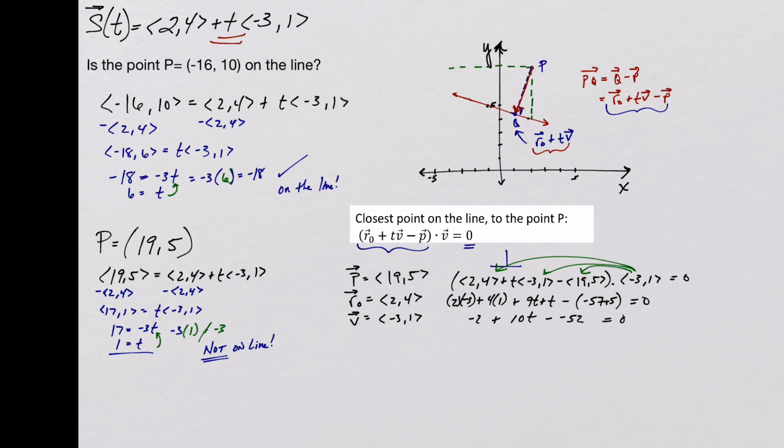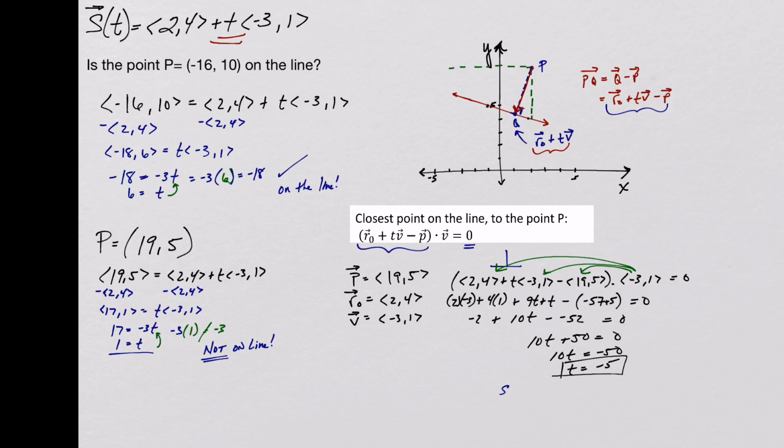And so we can simplify this to 10t plus 50 is equal to 0, or 10t equals -50. So t is equal to -5. Right, so now I've found t, but I haven't found the closest point Q. I can't find that until I substitute it back into the equation of my line. And so now I rewrite, and I want to find s of -5.